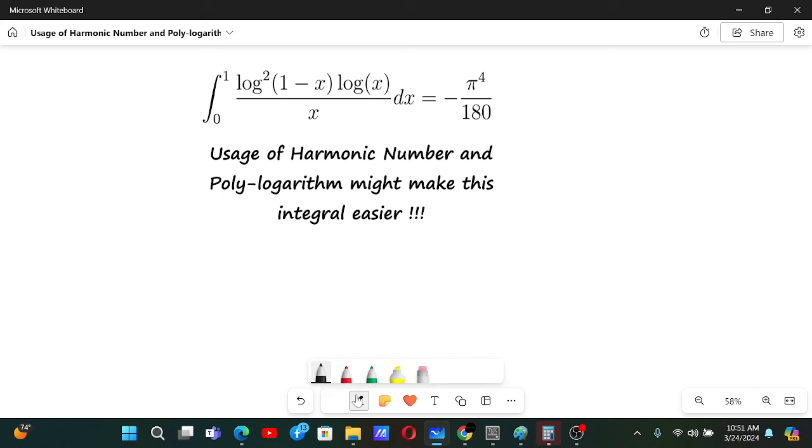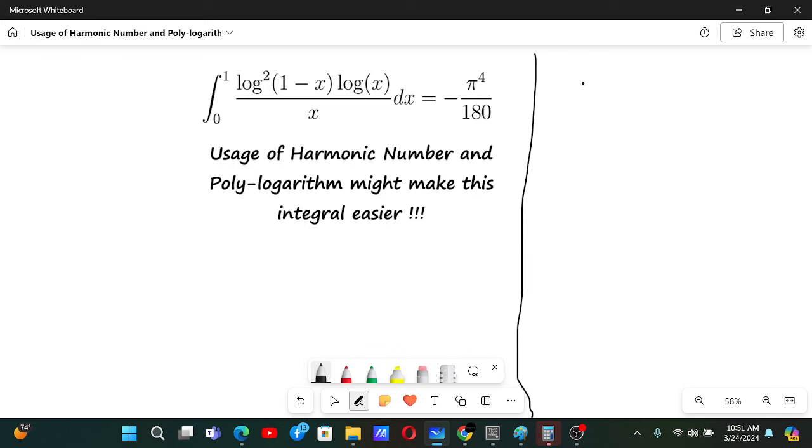Usage of harmonic numbers and polylogarithms might make this integral easier. While doing integrals, most of the time it's helpful to go straightforward. But there are really powerful tools like harmonic numbers, harmonic sums, and polylogarithms, and if we use them, it simplifies the integrals a lot. There are such cases, and one of them is this one as well.